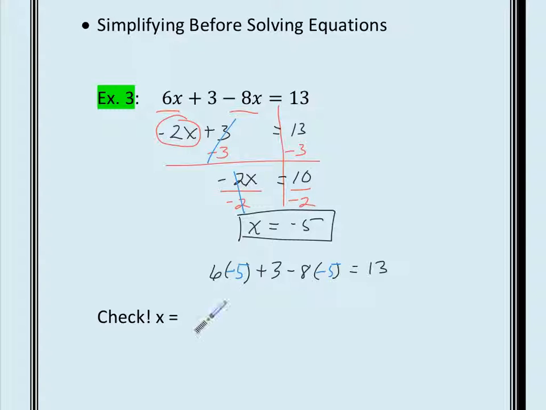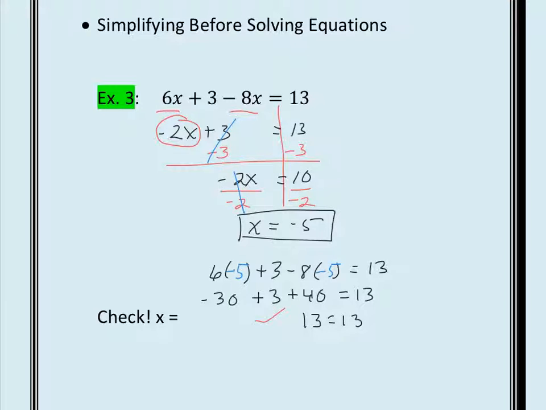Following order of operations, we have to multiply these two together and these two together first. So 6 times negative 5 is negative 30, plus 3, and then we have a negative 8 times a negative 5, which is a positive 40, equals 13. And then if you add 3 and 40, that gives you 43. A positive 43 and a negative 30, different signs subtract, and keep the sign of the larger. You do indeed get 13 equals 13. Check.